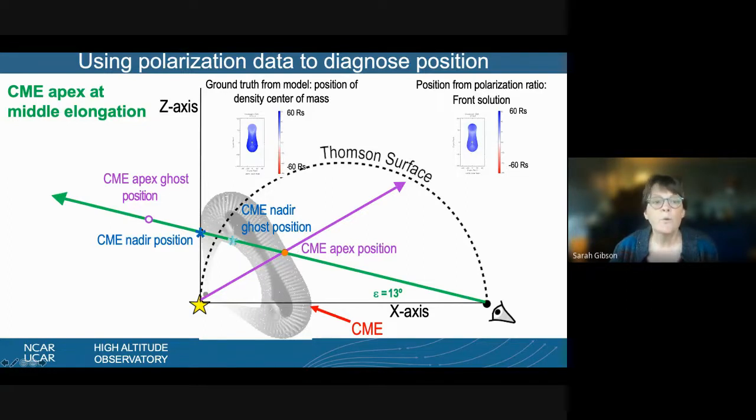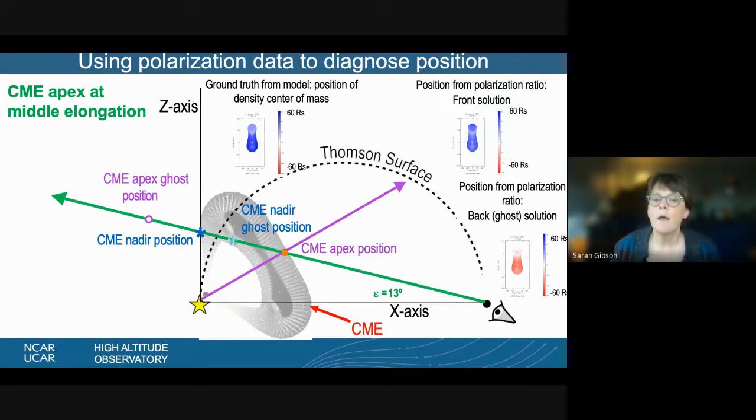And this is because some of the CME has actually moved beyond the Thomson surface. And for such points, like this nadir position, the solution at the front of the Thomson surface has become the ghost instead of the back. And when we look at the back solution, we can tell something is going on because it has lost its spatial continuity. When it was close in, it was all red, and red means behind the plane of the sky, but now the stuff that used to be behind the plane of the sky is now moving in front of the plane of sky. It's getting bluer.